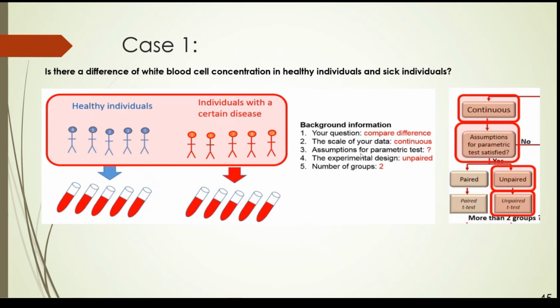Is the concentration of white blood cells following a normal distribution or not? In this example, we do not know, so we just leave a question mark there. Then the experimental design is unpaired, because healthy people and sick people are two very different groups of people. If they were paired, it would mean healthy people who became sick later on. But no, they are two totally separate groups, one healthy, one unhealthy. So they are unpaired. Number of groups, 2.